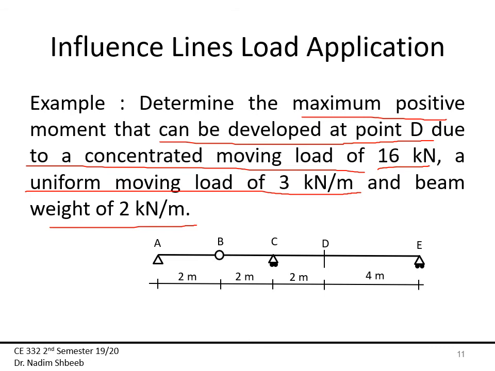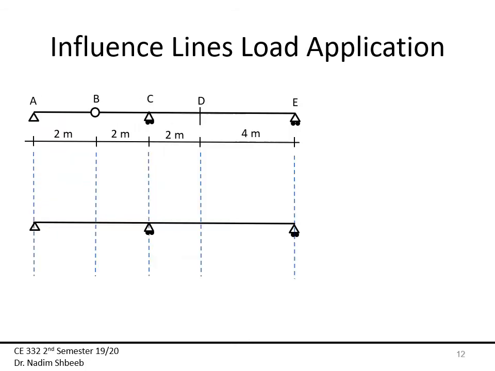So for me to find the maximum positive moment, obviously I need to find the influence line for MD. Again, I'm going to use the method of Müller-Breslau. I'm not going to use X and Y and all that. So since I want the influence line of MD, I'm going to introduce again that internal hinge at D.